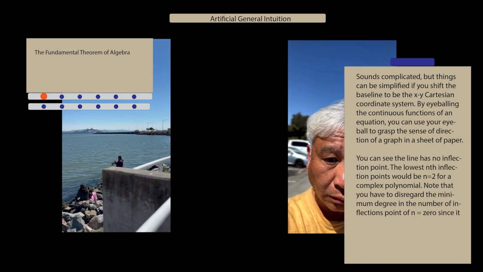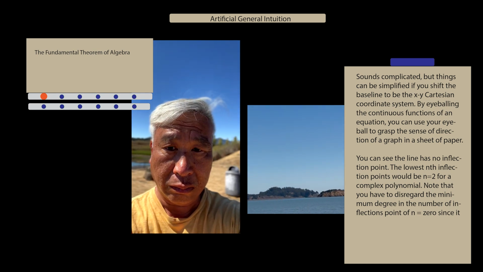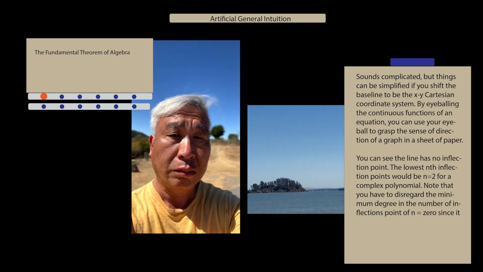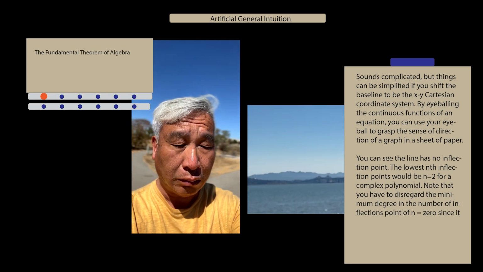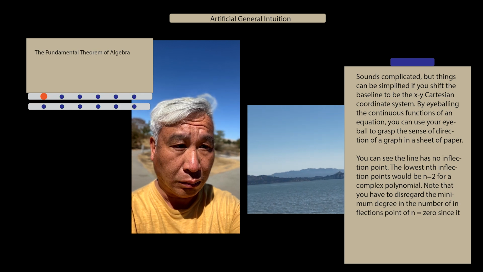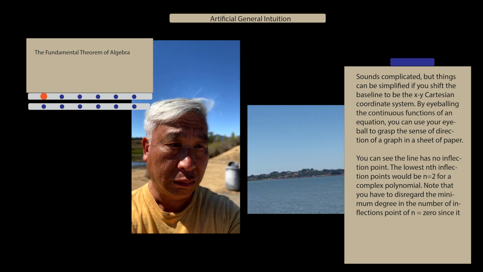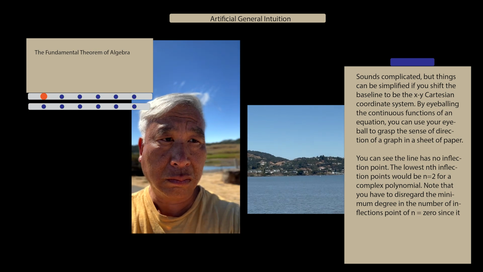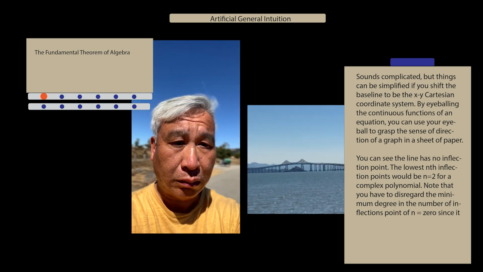Sounds complicated, but things can be simplified if you shift the baseline to the xy Cartesian coordinate system. By eyeballing the continuous function of the equation, you can use your eyeball to grasp the sense of direction of a graph on a sheet of paper. You see the line has no inflection point. The lowest inflection point would be n equals 2 for a complex polynomial.